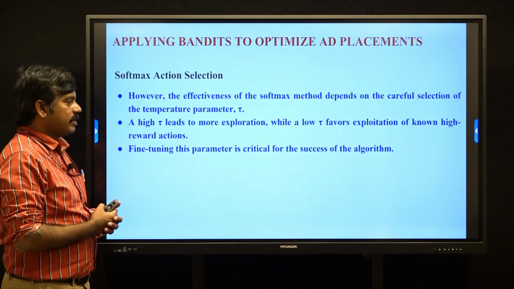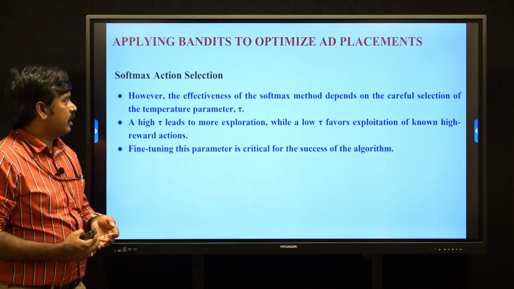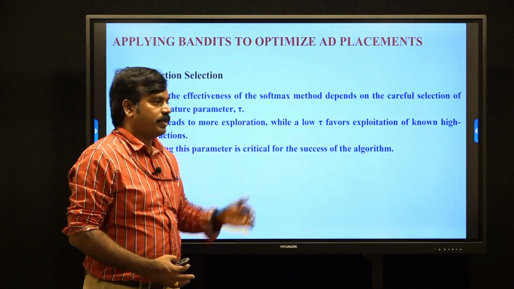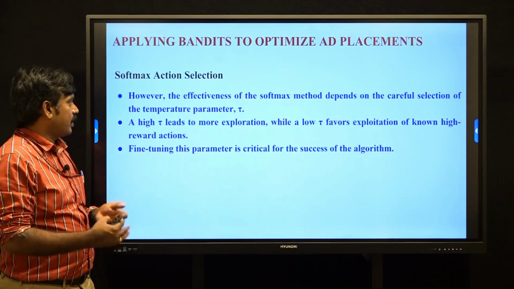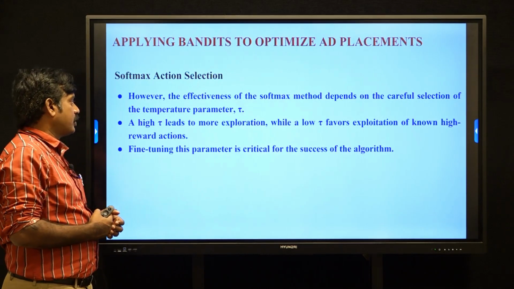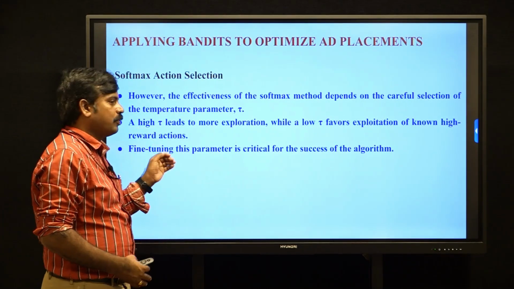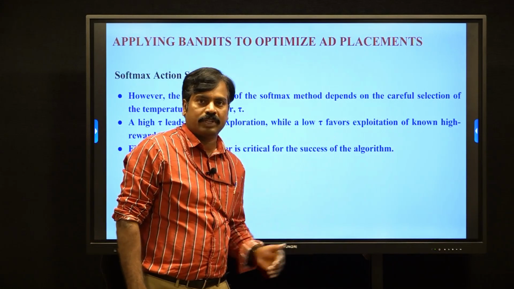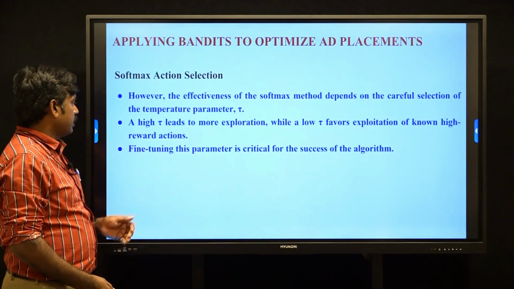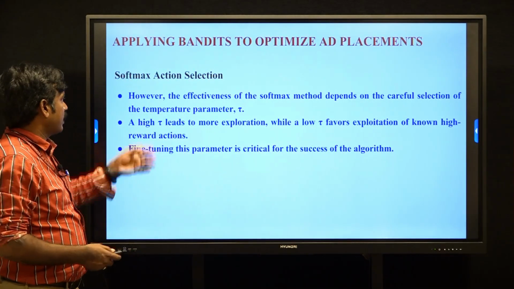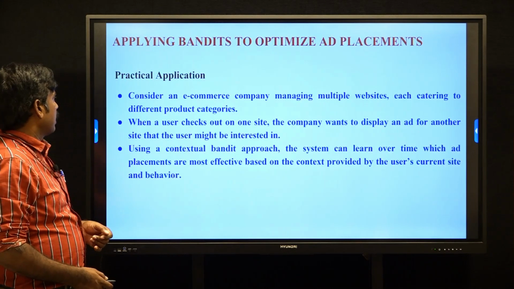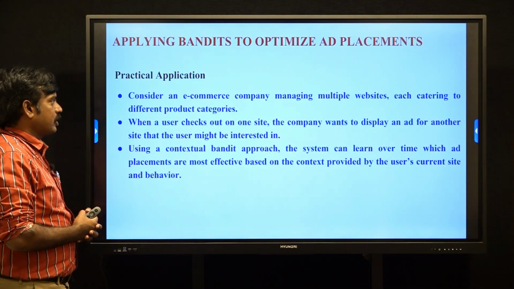In the softmax action policy, the temperature parameter plays the key role. The temperature parameter is very sensitive. We maintain a high value for exploration and a low value for exploitation. So it is very important in softmax action selection. The next one, practical applications.